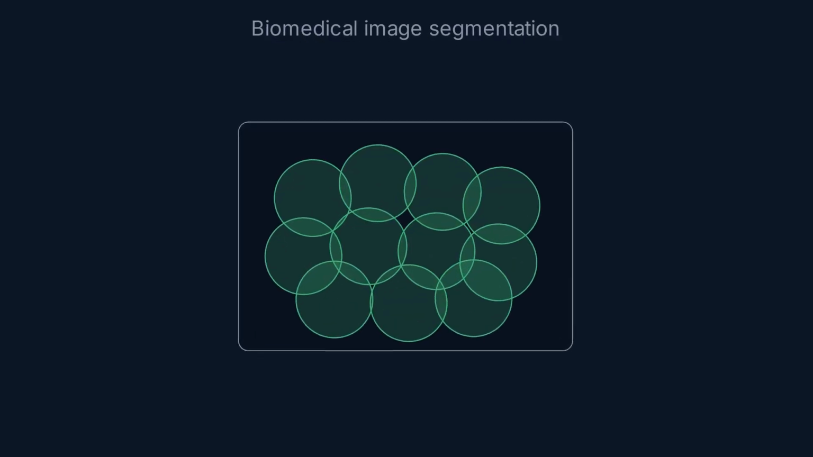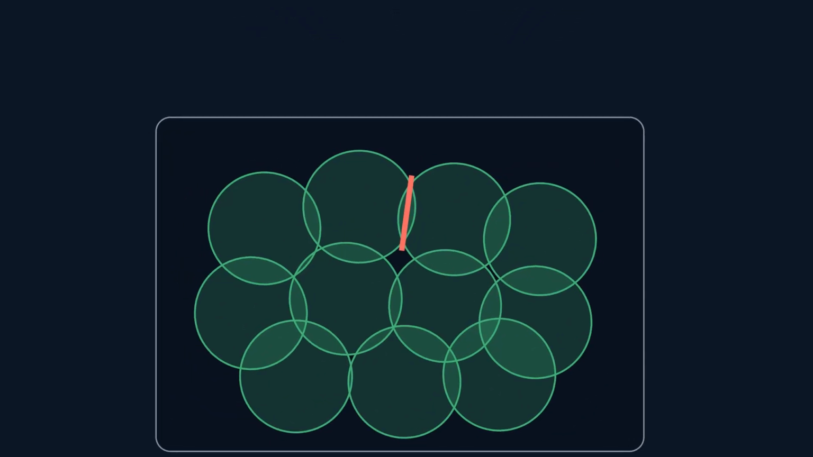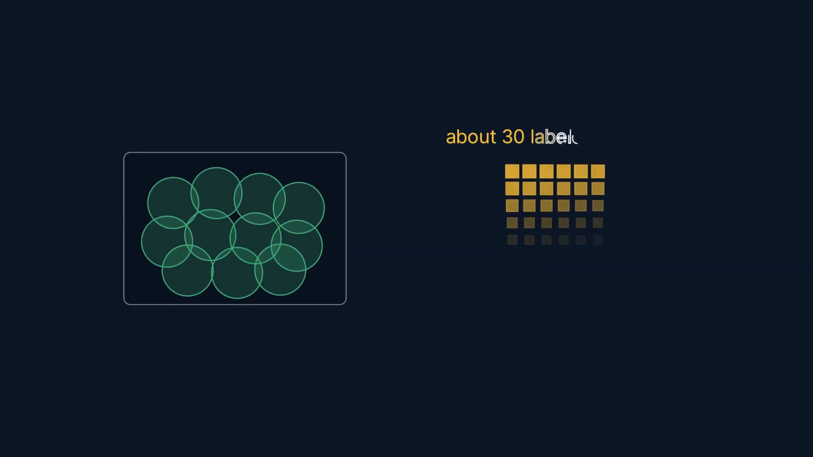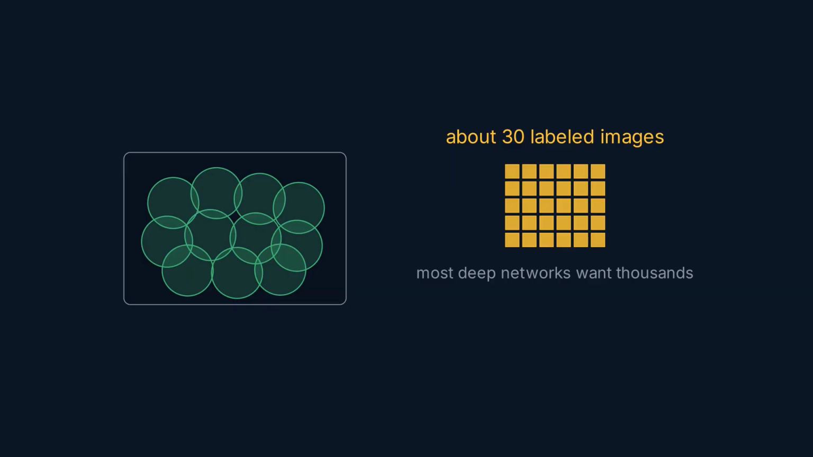Look closely at this tissue. Cells, packed so tightly they're touching. The job: label every pixel as cell or background, and trace the exact border between one cell and the next. Here's the catch. You don't get thousands of labeled examples. You get about 30. In 2015, one network solved this in a single pass, and its shape was, quite literally, the letter U.